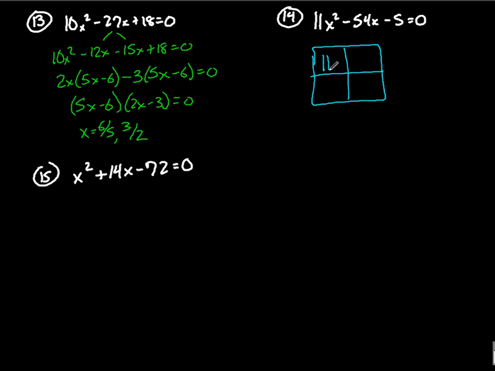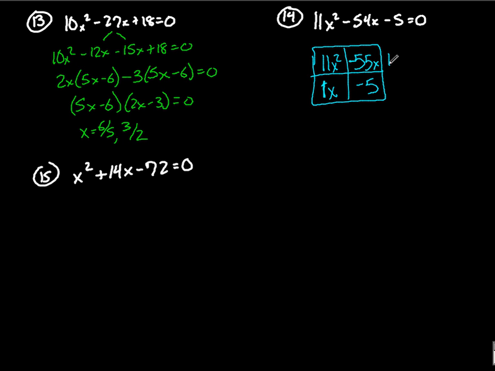I have 11x squared, negative 5 down here. So my question is, what factors of 55 subtract to give you 54? That's a pretty easy one. 55 and just one single x. I should have a minus with the 55 because it was negative 55x.